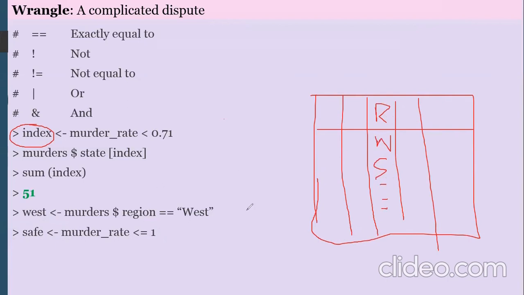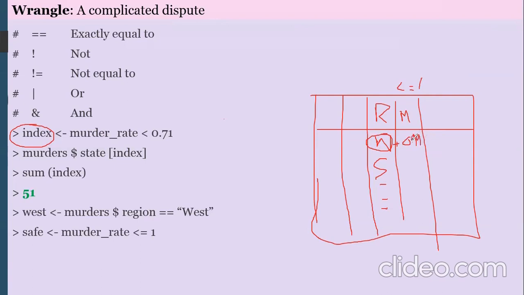So we need to define, I need only those states that are in the west, and I need to have the murder rate. The murder rates need to be less than 1, so less than 1 in the west, plus those states that are less than 1. That will mean 0.99 or something else.